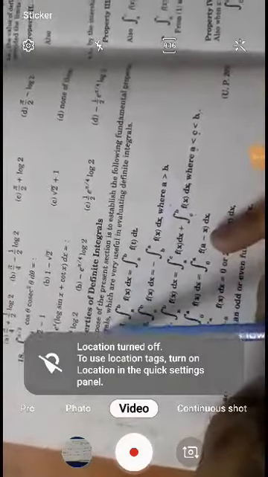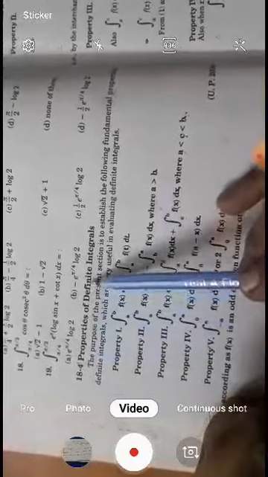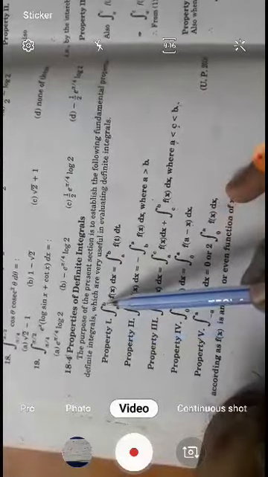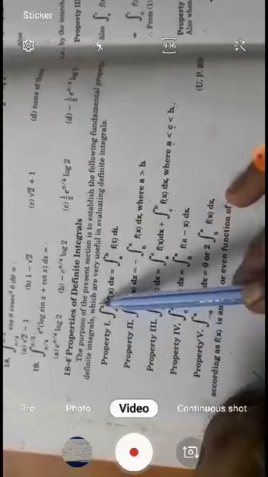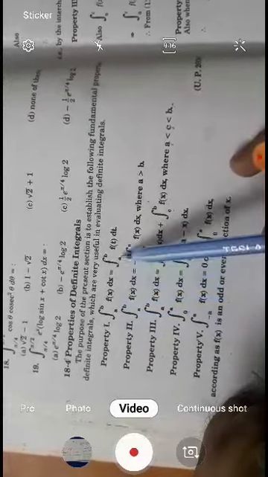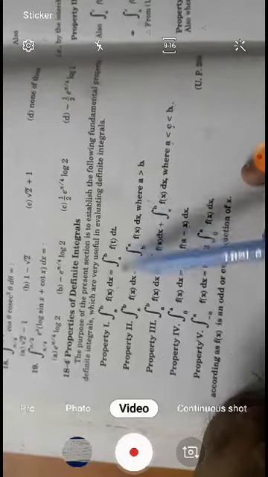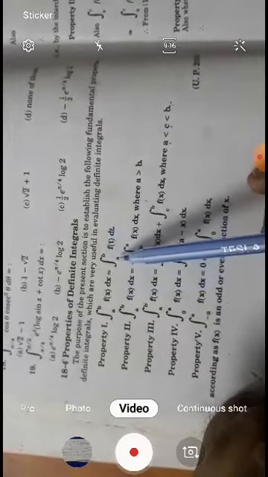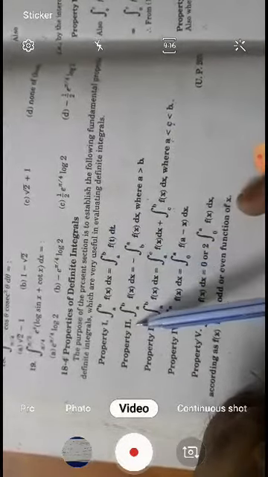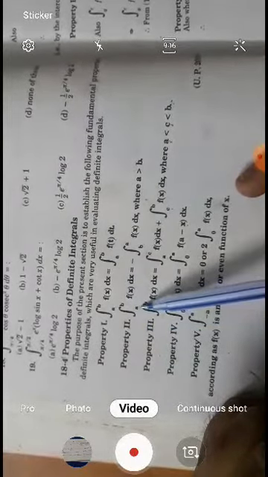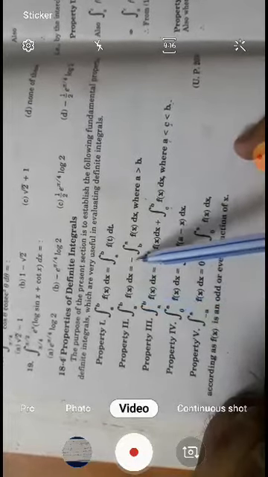Now the next topic is properties of definite integrals. The first property is the integral from a to b of f(x) dx, and it is also the same if we put t in the place of x, the limits are not changed, a to b. The second property: if we interchange the limits a to b and b to a, then the minus sign comes, the integral from a to b equals minus the integral from b to a.